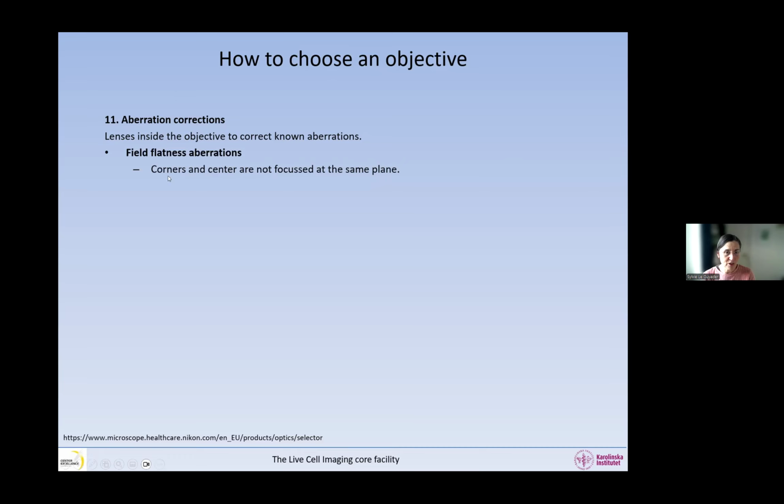So this is the aberration called field flatness aberration. The objectives that are corrected for this are called plan. Okay, so you will see plan written on the objective.